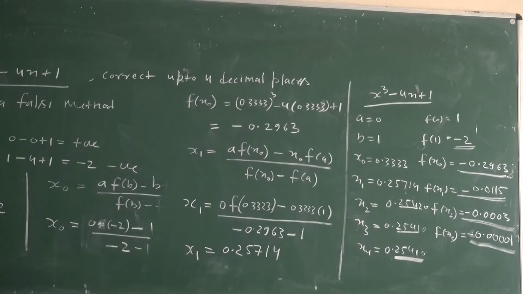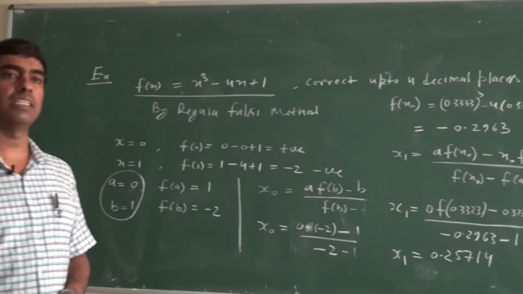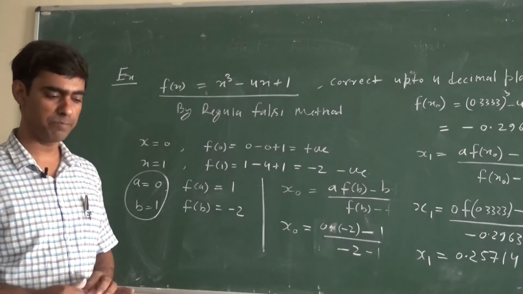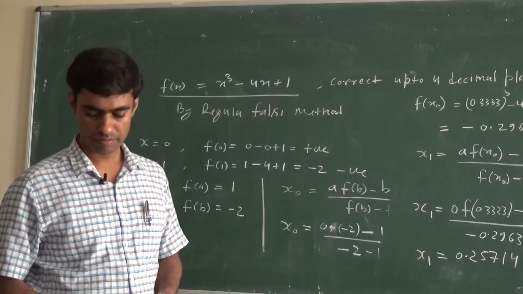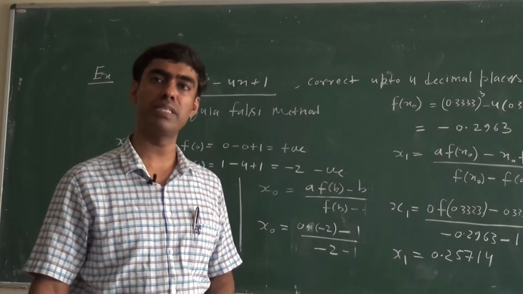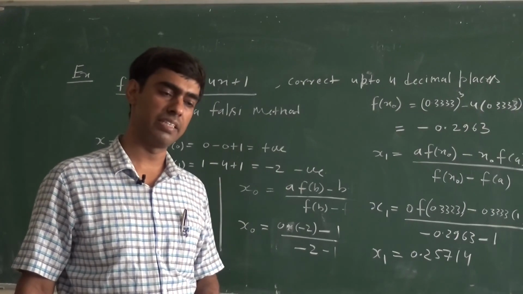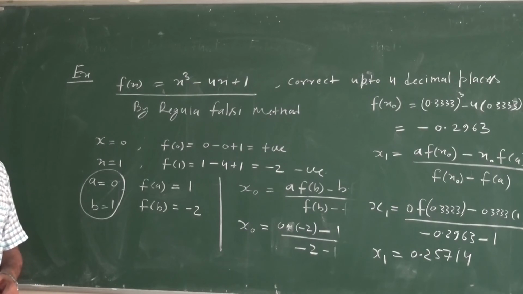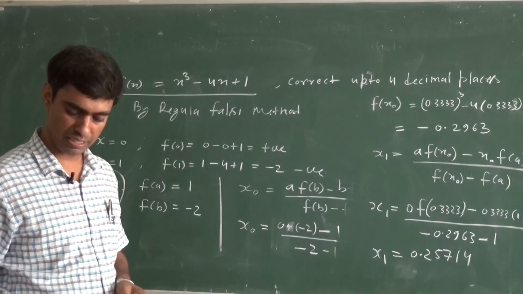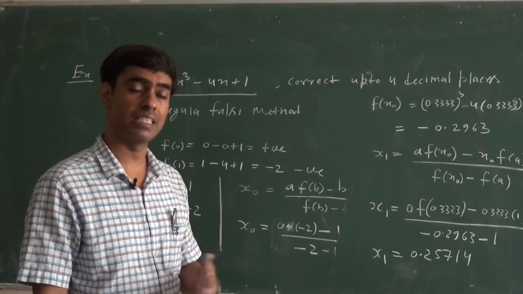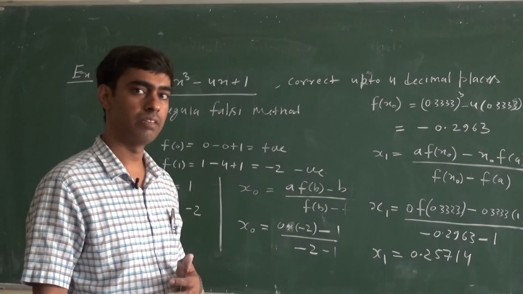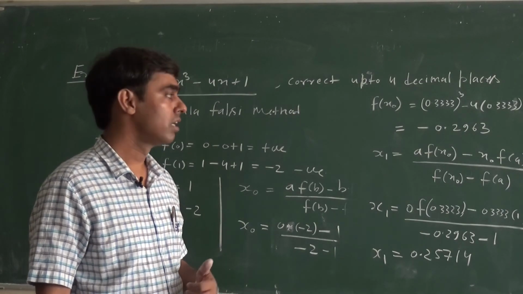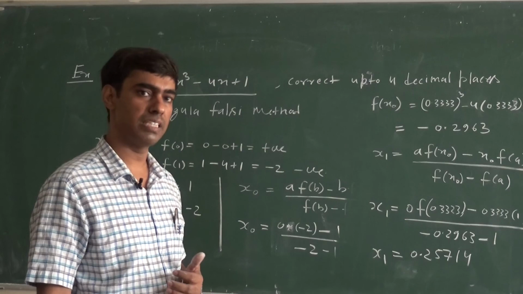What is the meaning of this? The meaning is that the regula falsi method is faster in comparison to the bisection method. Although the rate of convergence of both the bisection method and the regula falsi method is 1, the regula falsi method performs much better in terms of the number of iterations in comparison to the bisection method.